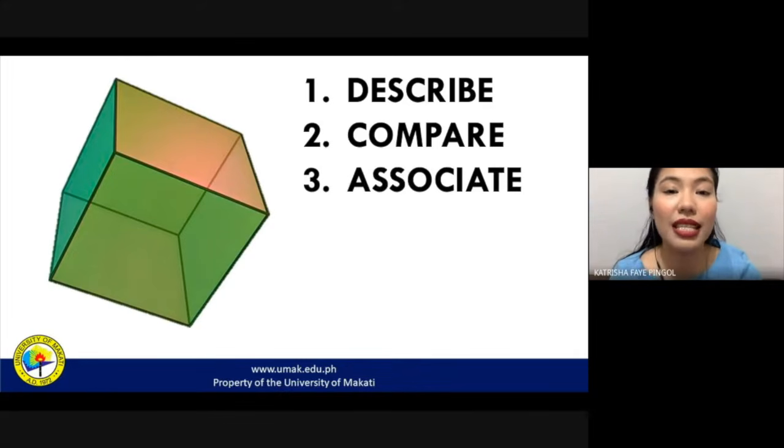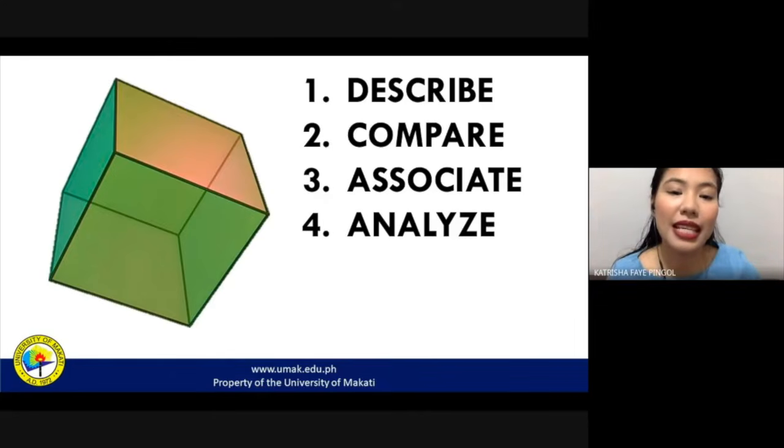The third one is associate. So when you say associate, you ask yourself the question, what does this particular topic remind you of? Does it remind you of a specific idea, a specific concept? Okay, so you try to answer that one.